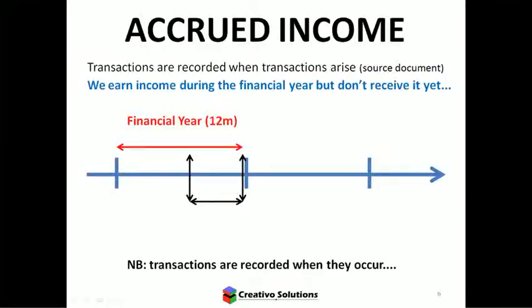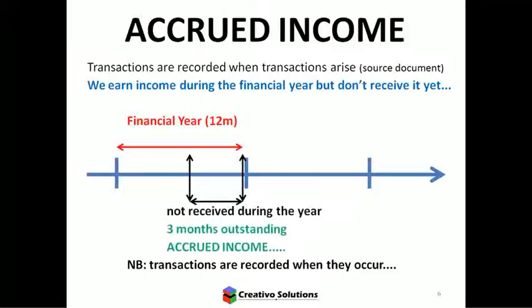Currently, I have an amount that has been earned that hasn't been recognized in the current financial year. I need to show users what I've earned during the financial year, not only what I've received. If I'm looking at what has been received, I only would have received 9 of the 12 months. 3 months in this example is outstanding. So you've rendered a service, or you've sold a product, or you've done something that has generated income, but it hasn't been received yet. It'll be received in the future.